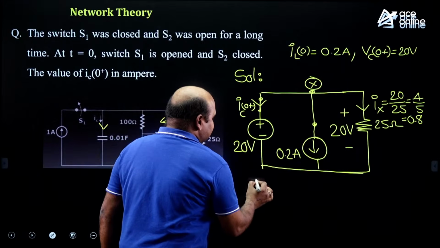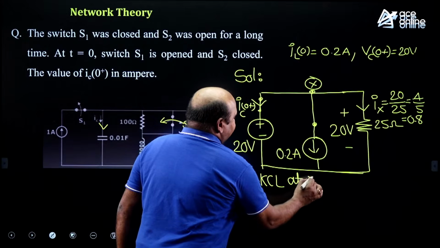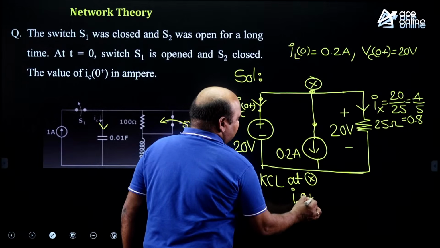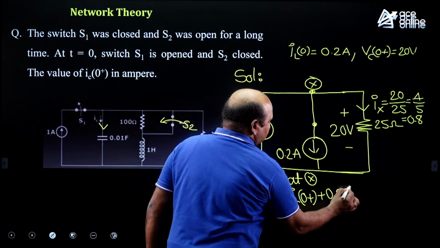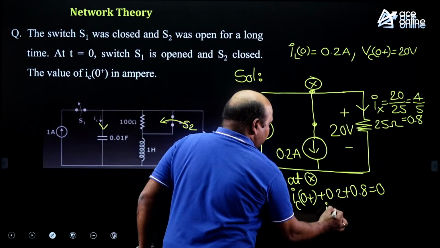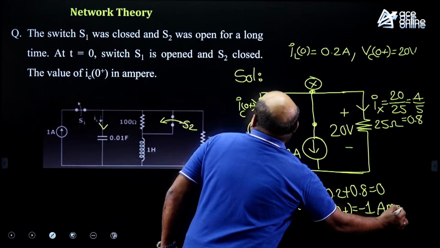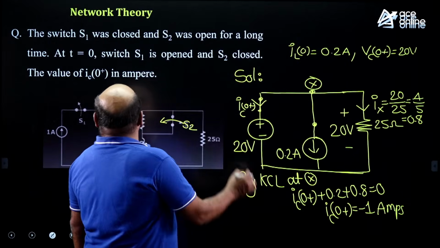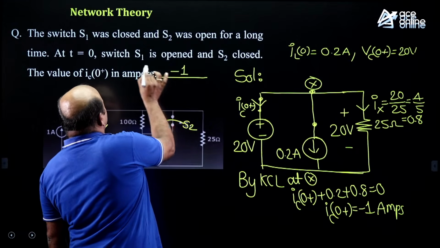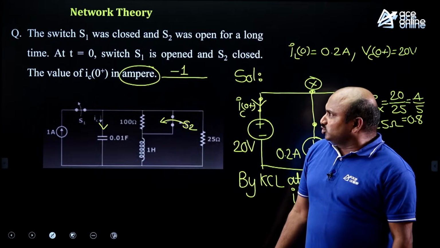Now to obtain the value of IC of 0 plus, take KCL at point X. By KCL at X, all are leaving, that's why I can add them all. IC of 0 plus, plus 0.2, plus 0.8 is equal to 0. Now IC of 0 plus, how much are you getting? Minus 1 ampere. See, this question is given under NAT, numerical answer type, so you need to type minus 1 because it is given in terms of amperes. These are the questions given, and two more questions are there.